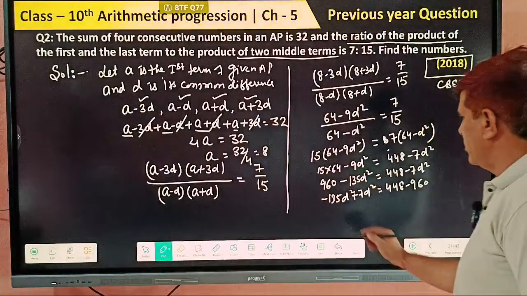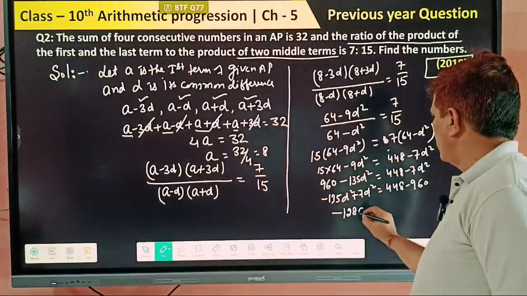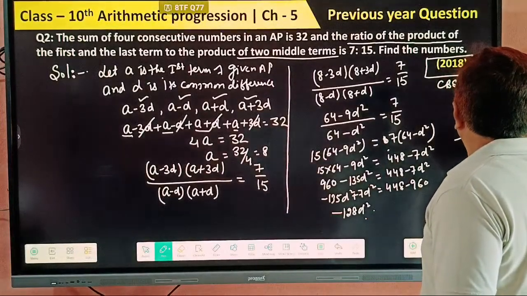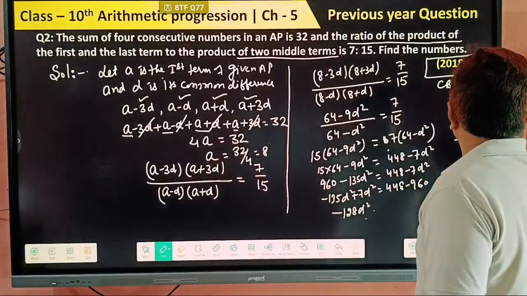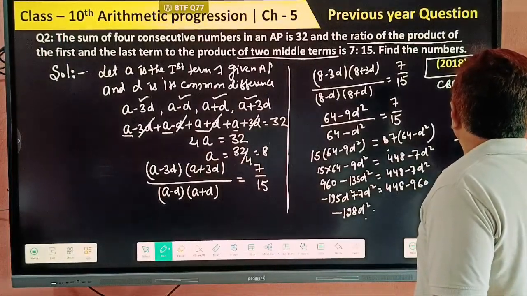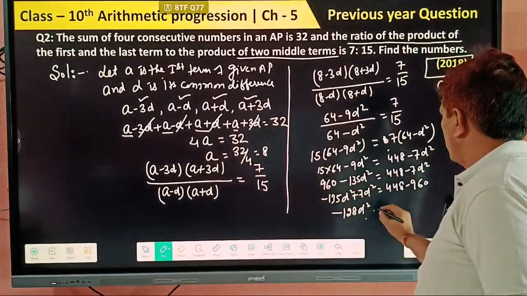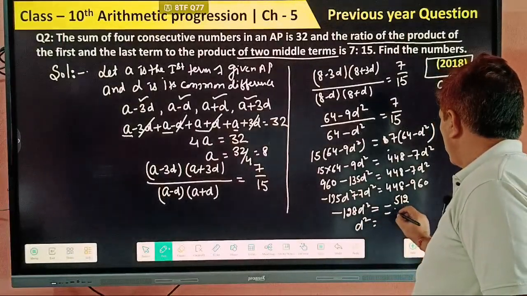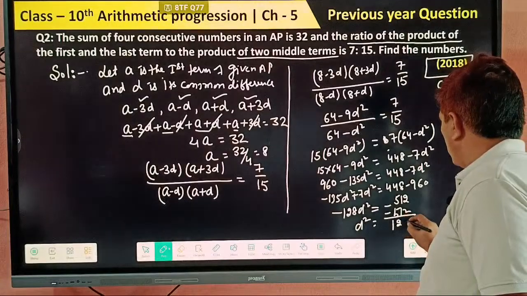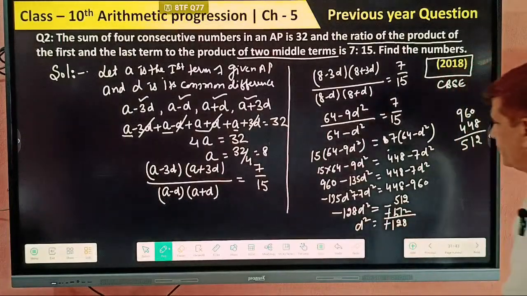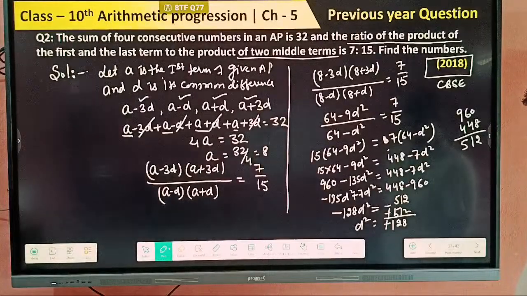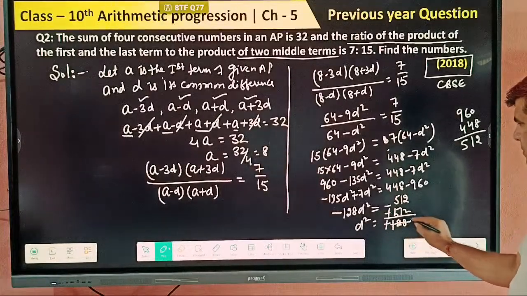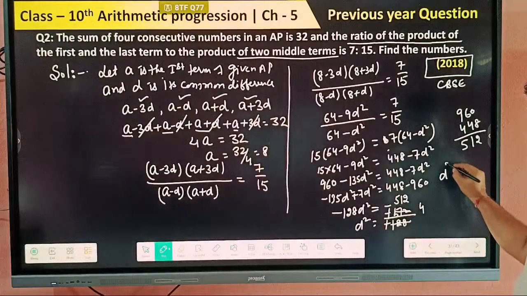Yes or no? So how much? Minus 128d square, 960 minus 448, is minus 512. So minus 512d square is equal to minus 512 by 128. Minus cancels minus. Understood? It equals 4. So d square equals 4.